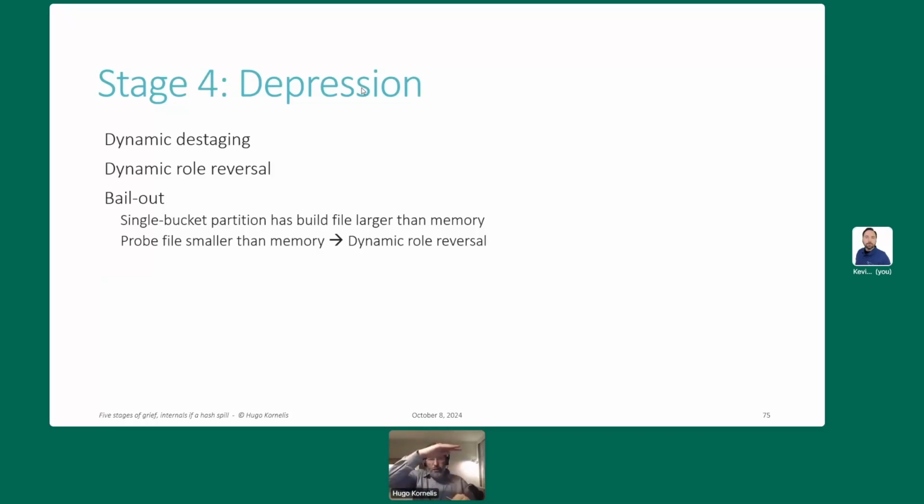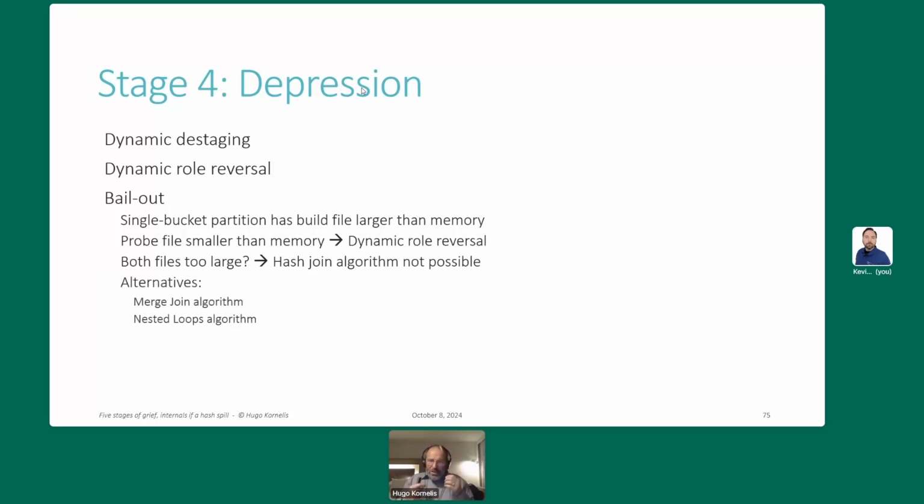But what if the build file is too large and the probe file is too large as well? The short answer is then we cannot do a hash join. So is this the point where Microsoft decided, you know what, let's just do a runtime error? No. Microsoft is very much in the camp of, if we can return results, we will return results, no matter how much time it takes. And believe me, this is going to take time.